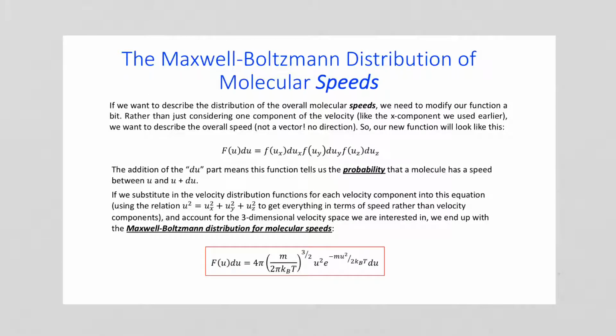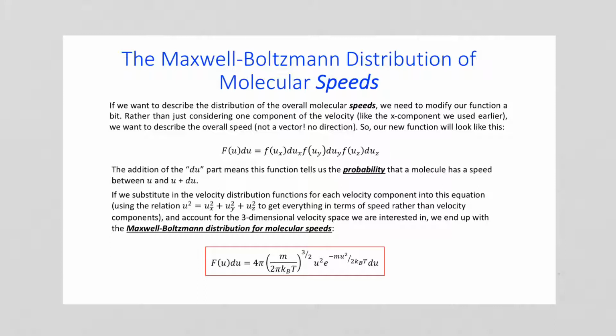Hi there. This video is a continuation of our discussion on Maxwell-Boltzmann distributions. We've already seen one pertaining to our molecular velocities, so the different x, y, z components of the speed of our molecules. This video is going to focus on how things get modified a little bit if we want to focus exclusively on the molecular speeds.